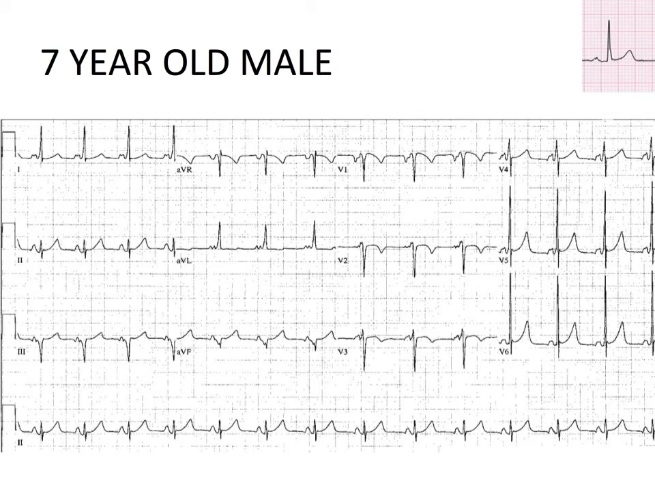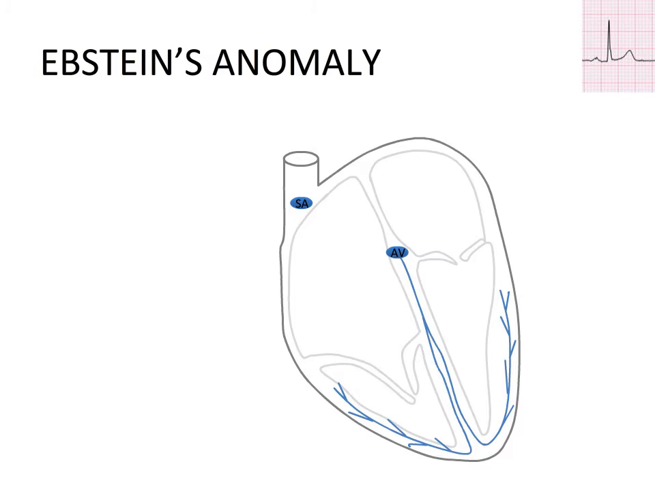You should have found that this EKG has delta waves, which indicate pre-excitation consistent with Wolff-Parkinson-White. Approximately 20% of patients with Ebstein's anomaly will have pre-excitation due to an accessory pathway. WPW is a frequent cause of SVT in these patients.